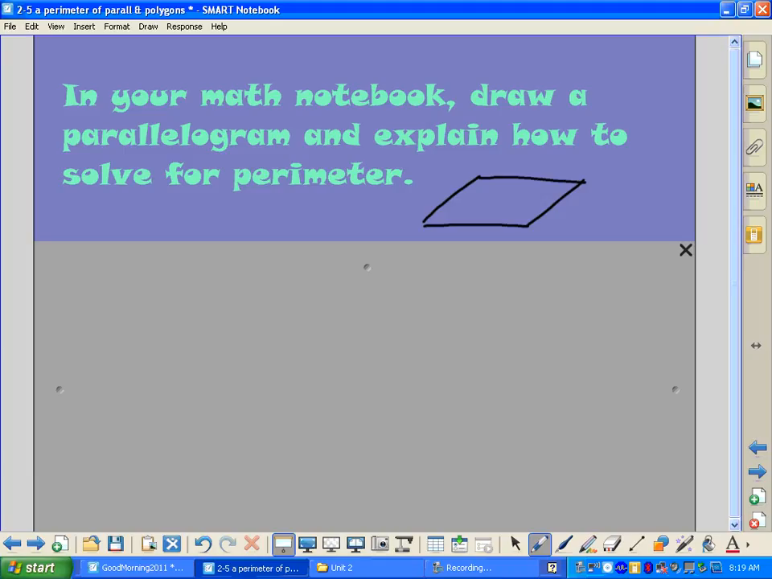We're doing this right now. Tell me, how would I solve for the perimeter of my parallelogram? How would you solve the perimeter of it?